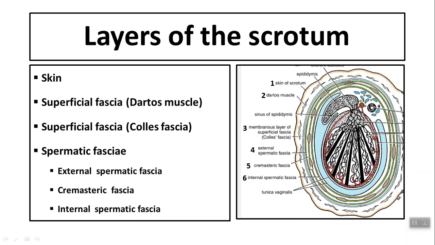Next to these three layers, we have what we call tunica vaginalis. Tunica vaginalis, this is a serous membrane that is originally derived from the peritoneum. It is of two layers. We have a parietal layer and we have a visceral layer. The parietal layer lines the scrotum from inside, and the visceral layer will cover the testis directly. In between the two layers, parietal and visceral, we have a cavity.